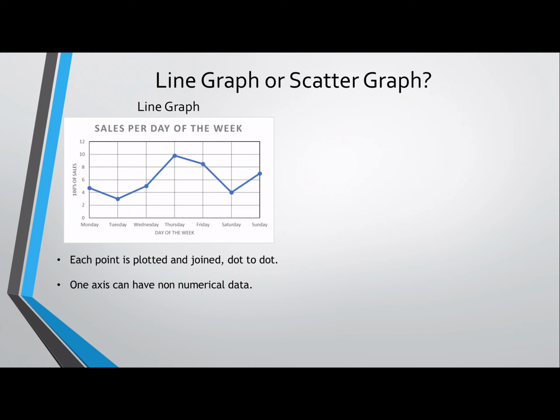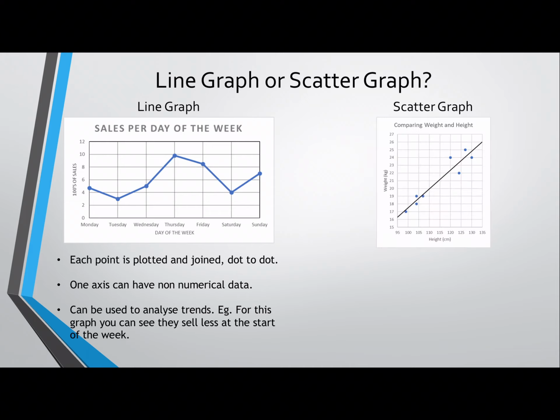One of our axes can have non-numerical data. So see along the bottom, it's going Monday, Tuesday, Wednesday, Thursday, Friday, Saturday. It's got our days of the week rather than numbers along the bottom. That's possible for line graphs. And it can be used to analyse trends. So for example, you can see that they sell less at the start of the week here because all the numbers are a little bit lower. We also have a little dip on a Saturday as well, so we can use it as a visualisation for our data to see what's happening as we go along. But the big thing with a line graph is that we plot the points and join them dot to dot, and we can have one side that has something that isn't numbers on it.